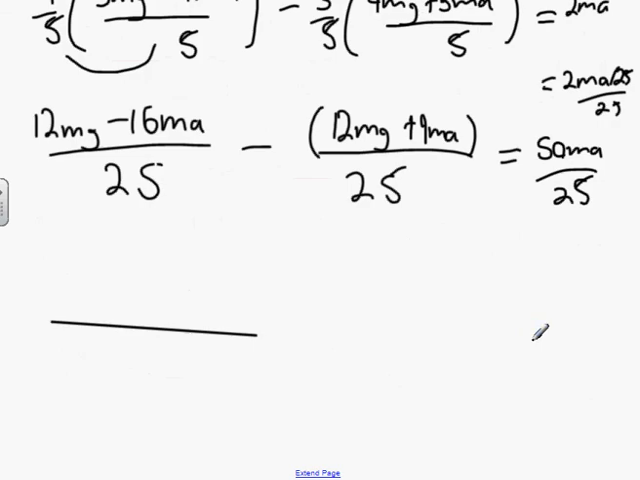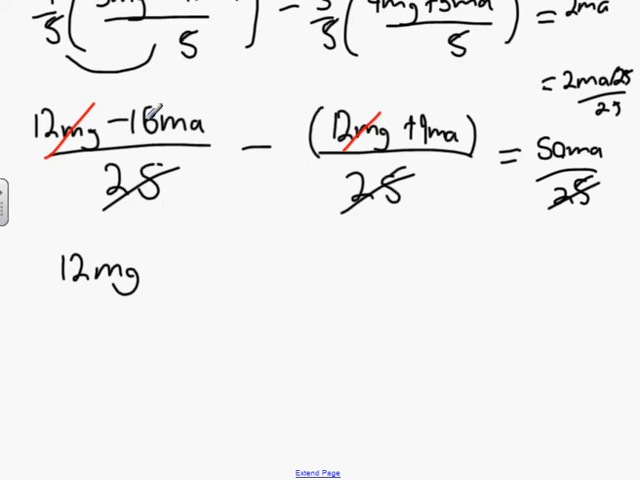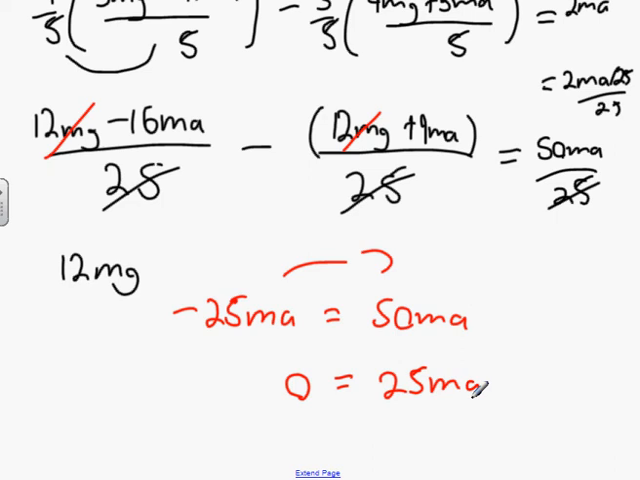25s can all go. Next we're going to have 12mg minus 12mg. So 25s take a hike. So we're going to have 12mg take away 12mg. They're going to cancel. We're next going to have minus 16ma minus 9ma is minus 25ma equals 50ma. And then just bring it over to your side and we get 0 equals 25ma. A equals 0.